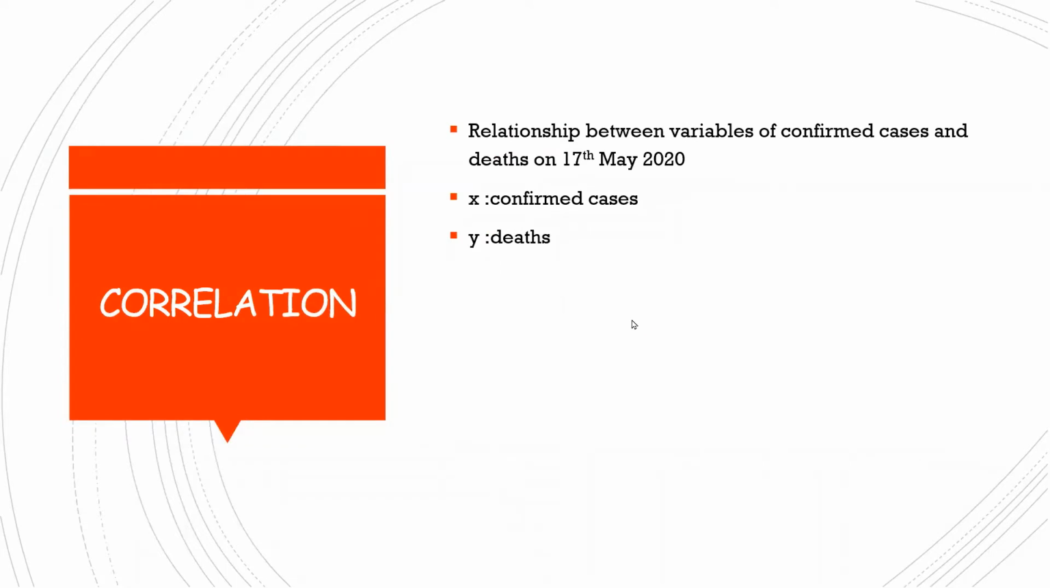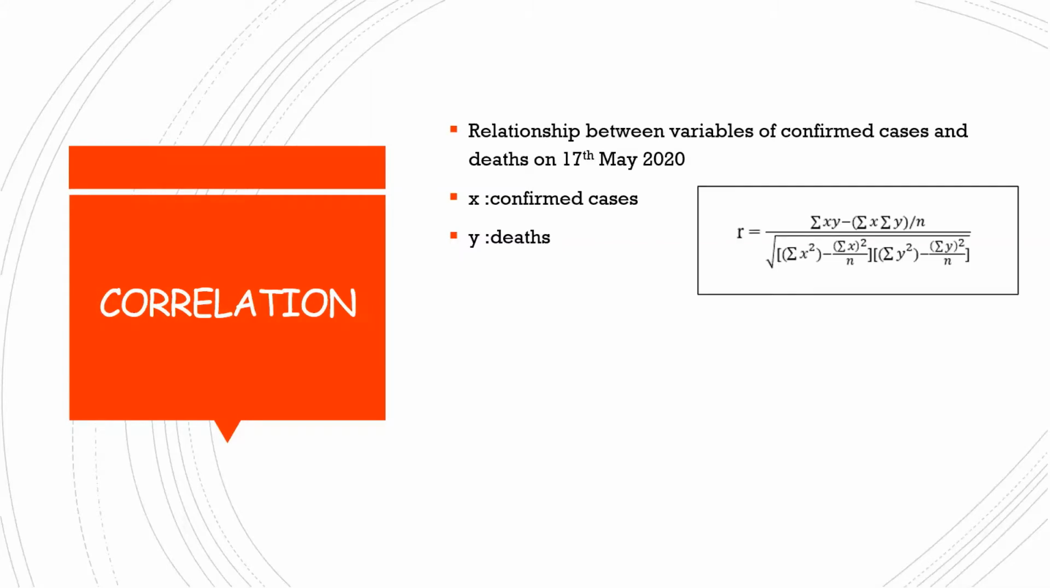So the second test analysis is the correlation test. So we want to know about the relationship between the variables of confirmed cases and deaths on 17th of May 2020. So the data is used to measure the relationship between the variables x and y, where x is denoted as the number of confirmed cases, while y is denoted as the number of deaths. So r is the result of the correlation coefficient.